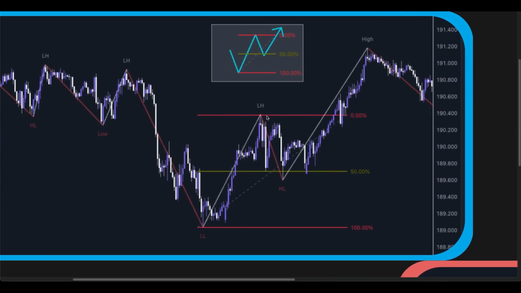So what you can do is mark out your fib from the low point to the lower high, which in this case would be the pullback. And you'll see price react off of this 50% zone, and then it'll continue up.